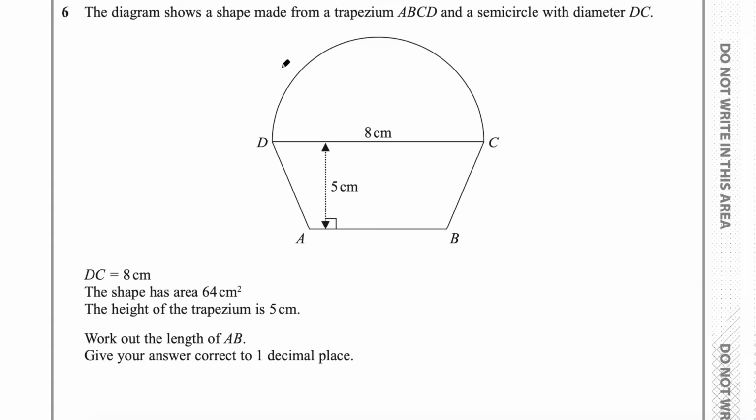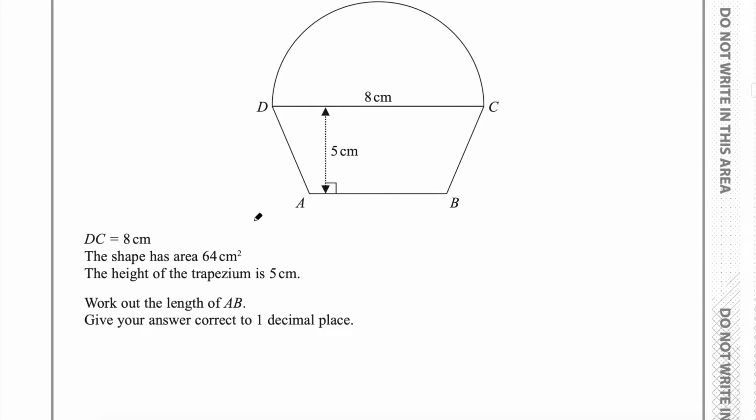Question 6 says the diagram shows a shape made from a trapezium, ABCD, and a semicircle with diameter DC. DC equals 8 centimeters. The shape has area 64 centimeters squared. The height of the trapezium is 5 centimeters. Work out the length of AB. Give your answer correct to 1 decimal place. Okay, so the area of this entire shape is 64 centimeters squared.